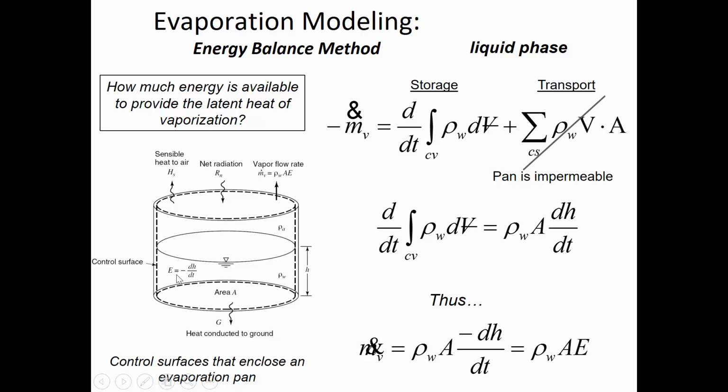If we say that we're going to define dH dt as E, the rate of evaporation, even though the water level is going down, we build that negative sign into our assumption of what evaporation is. Then we're going to define the change in mass over time as the density of the water times the area of the pan and the evaporation rate. So if you have a lake, for example, you could find out how many cubic meters of water per day you're losing from that lake if you know the area of the lake and the evaporation rate. And of course, you'd assume the density of water is 1,000 kilograms per cubic meter.